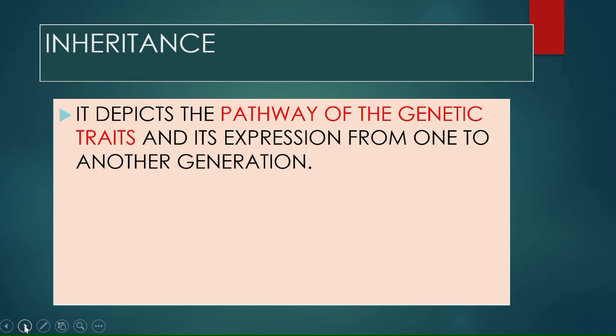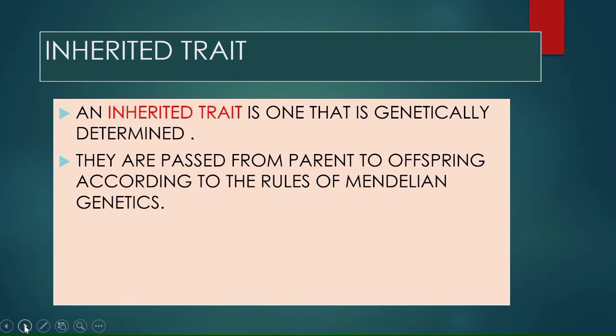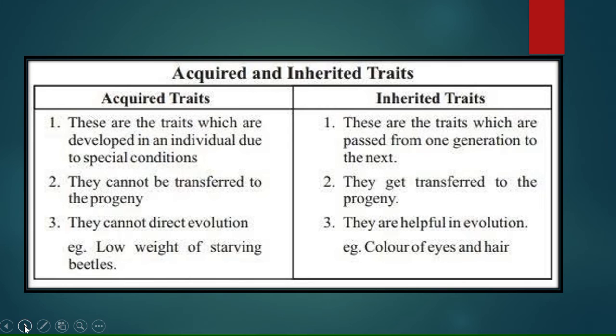Inheritance. It depicts the pathway of genetic traits and their expression from one generation to another. Inherited trait. An inherited trait is one that is genetically determined. They are passed from parent to offspring according to the rules of Mendelian genetics.